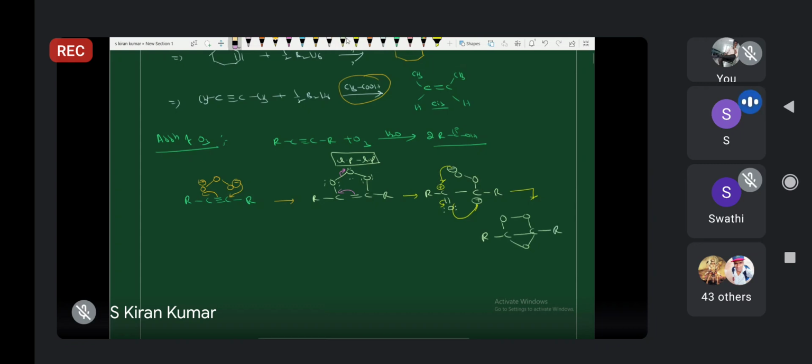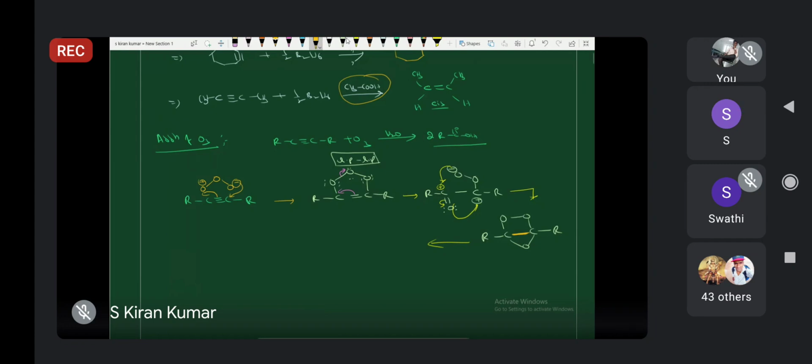Sir, what is the difference between alkene ozonide and alkyne ozonide? The CC bond. In the alkene primary ozonide, there is no CC bond. Here the CC bond is present. In the CC bond, one is a 3-membered ring and another is a 4-membered ring. Therefore, this is also unstable. This ozonide is also unstable.